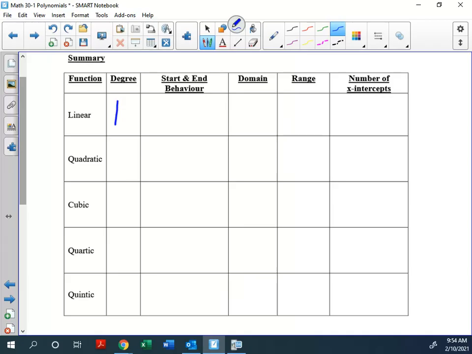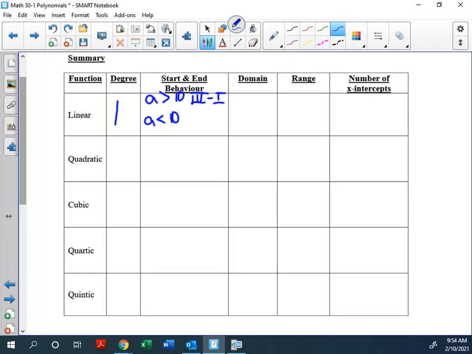We are generalizing, and the start and end behavior depends on the leading coefficient. So I would say if A is greater than 0, it's behaving like a line, which means it's going to start in quadrant 3 and end in quadrant 1. That's the start and end behavior. Sorry, that shouldn't be 1, guys. That should be 0. My apologies. I was thinking ahead of myself.